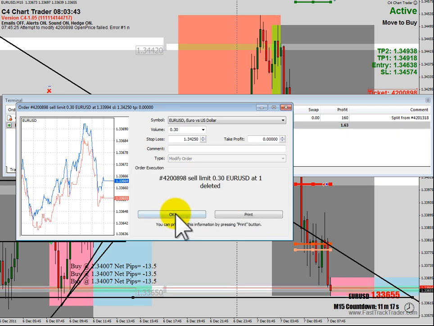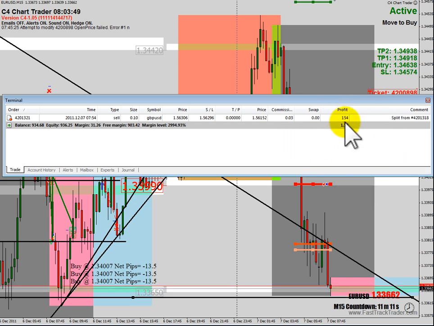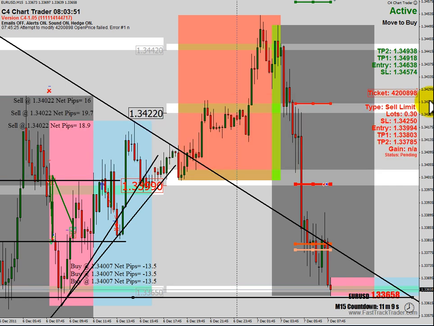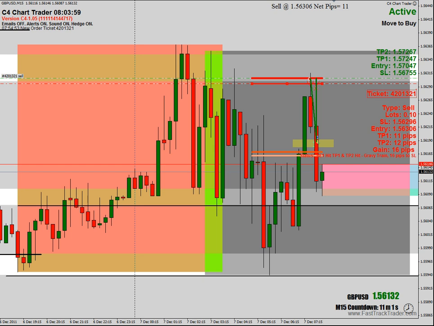pops up, I say okay. Okay, so we're up 15 pips. It's a fractional broker, so 154 is not 154, it's 15.4 pips actually. Alright, so we're at a session open, and we'll see what happens here as this moves through.